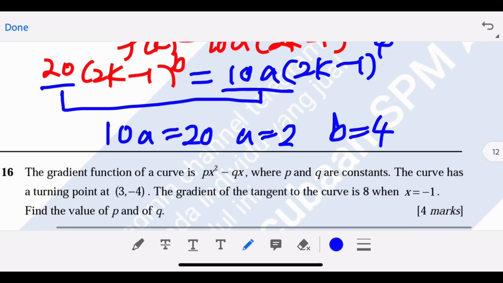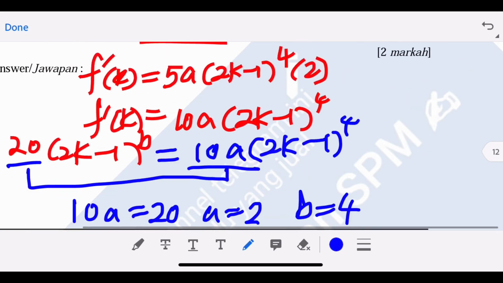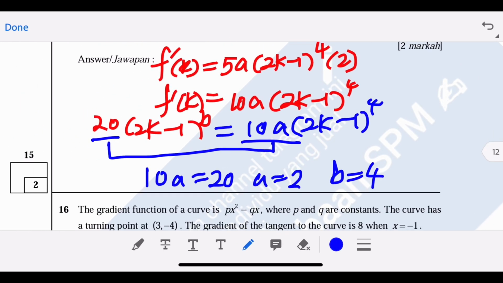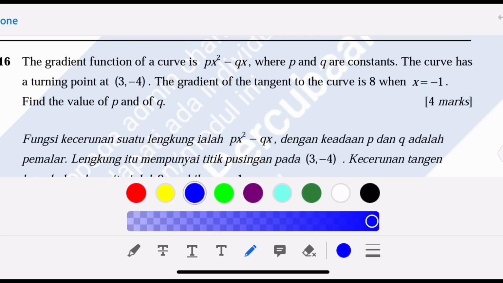So it's quite easy, just using the chain rule. So don't forget, you have to use the chain rule. Alright, this is about the differentiation. We have another one which actually also about gradient function.